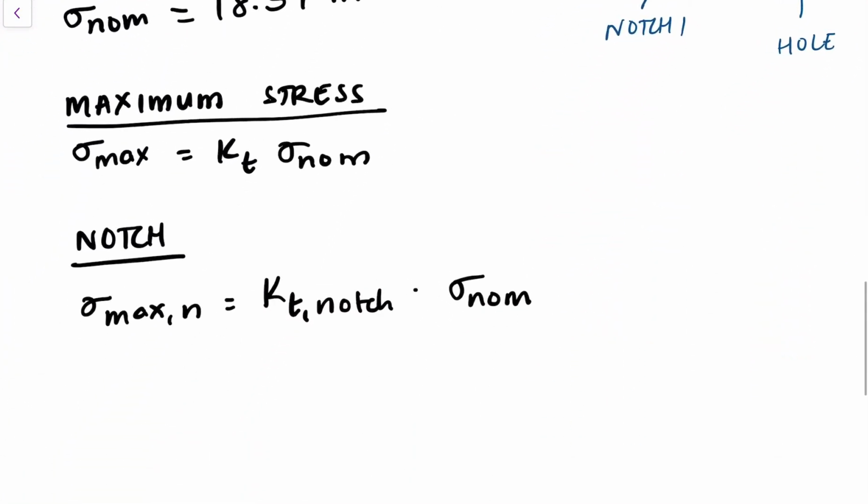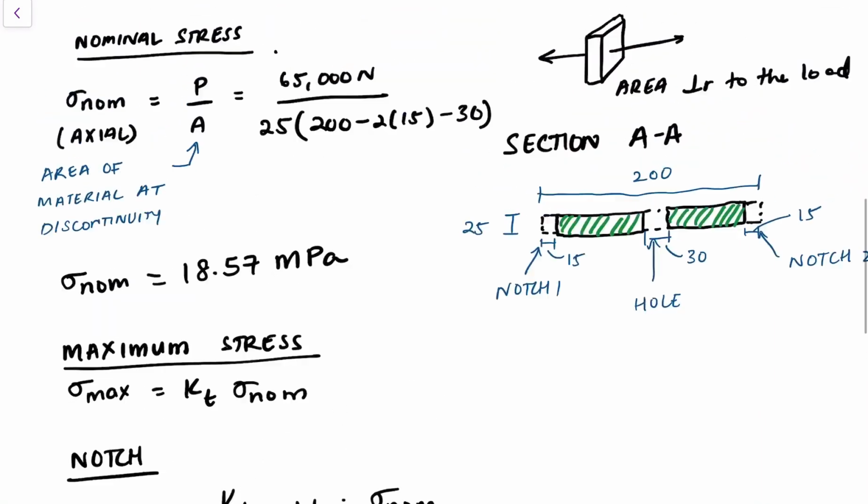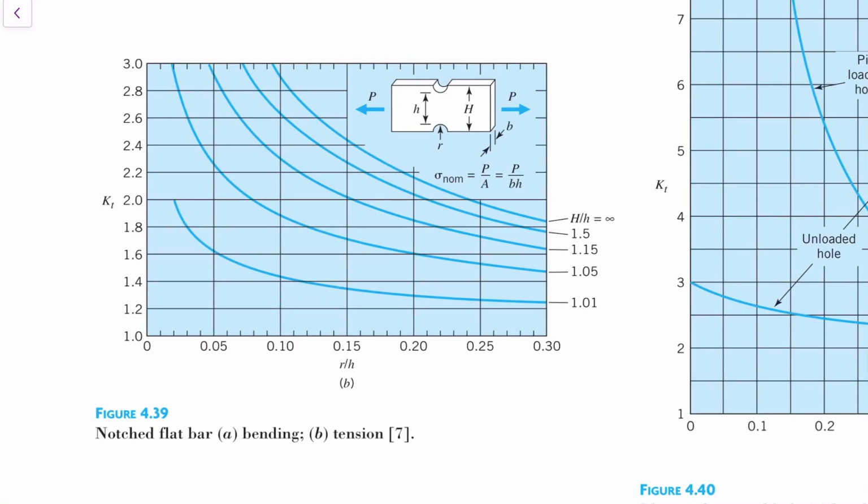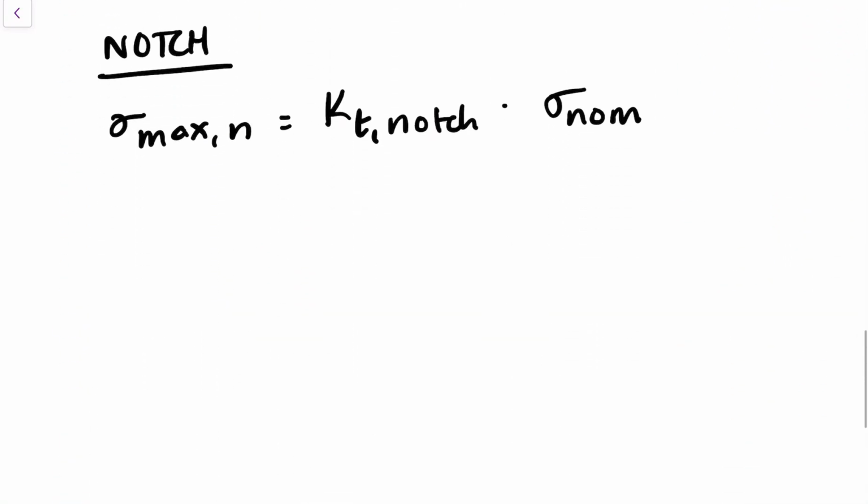So we need KT for the notch, right? So let's look at the plot in figure 4.39. And it seems like we need to know two quantities before we can find the value for KT. So one is r over h, which is the radius of the notch divided by the distance between the two notches. And the other one is capital H over h, which is the full length of the beam, and little h again is the distance between the two notches. So let's calculate those values.